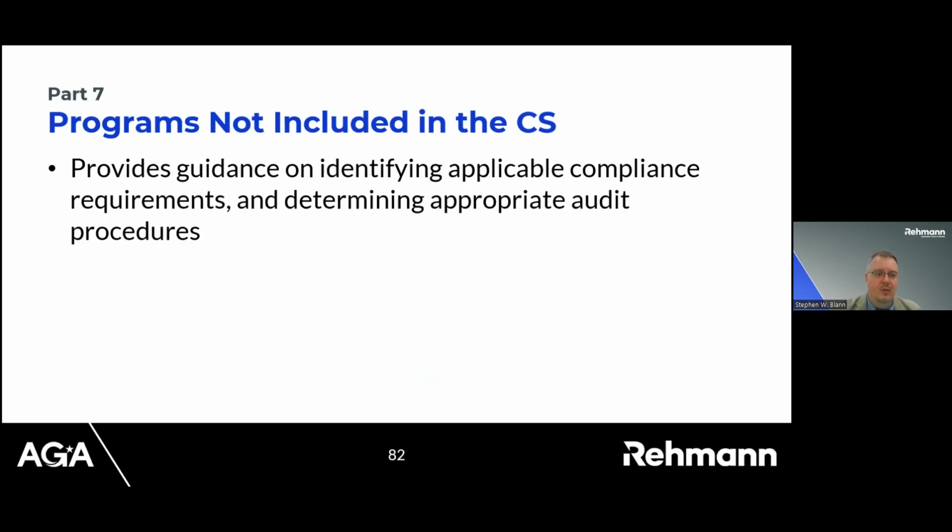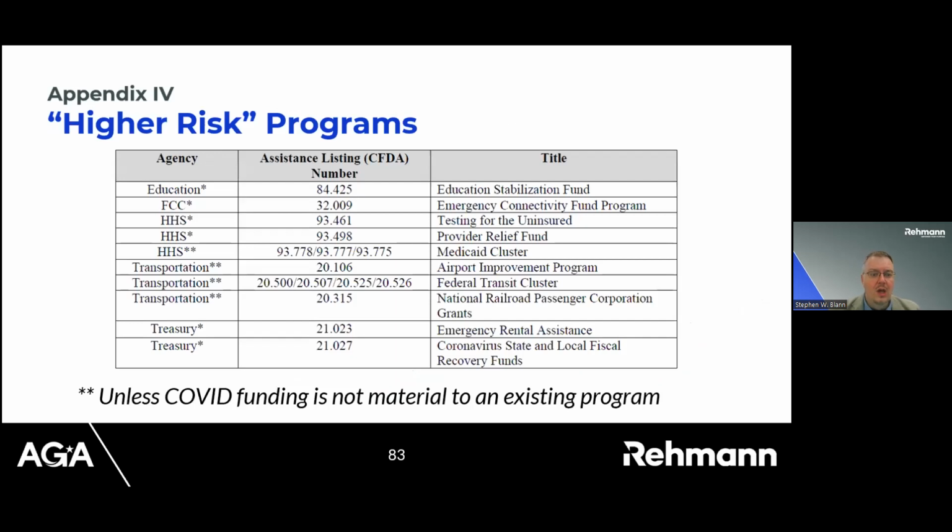So what's new this year? What are some of the new things that we're focusing on? Well, every year, the OMB releases a list of higher risk programs. And the list of higher risk programs this year includes everything that comes from the American Rescue Plan Act, and then specific additional programs that are listed here as well.